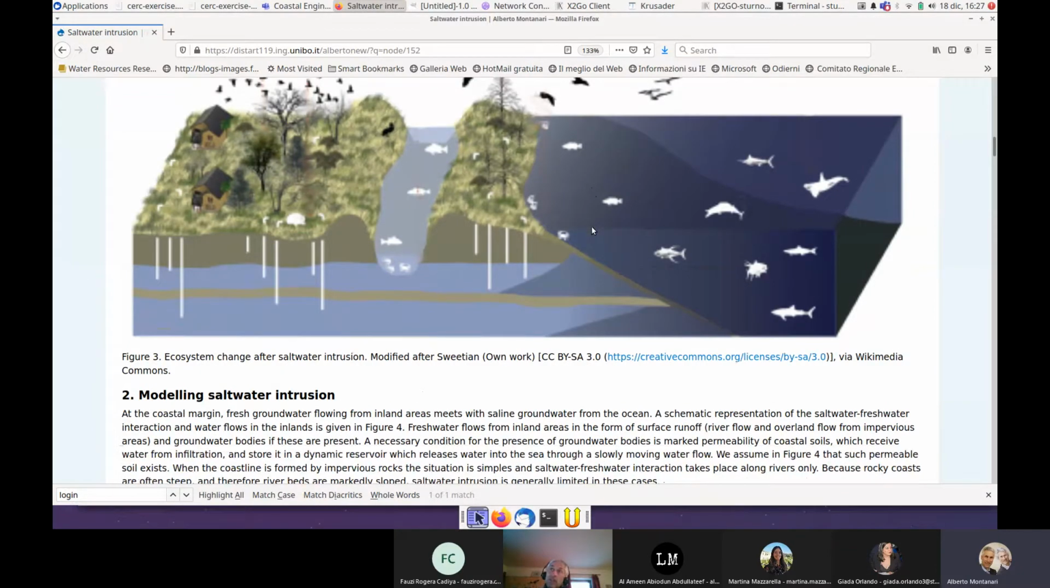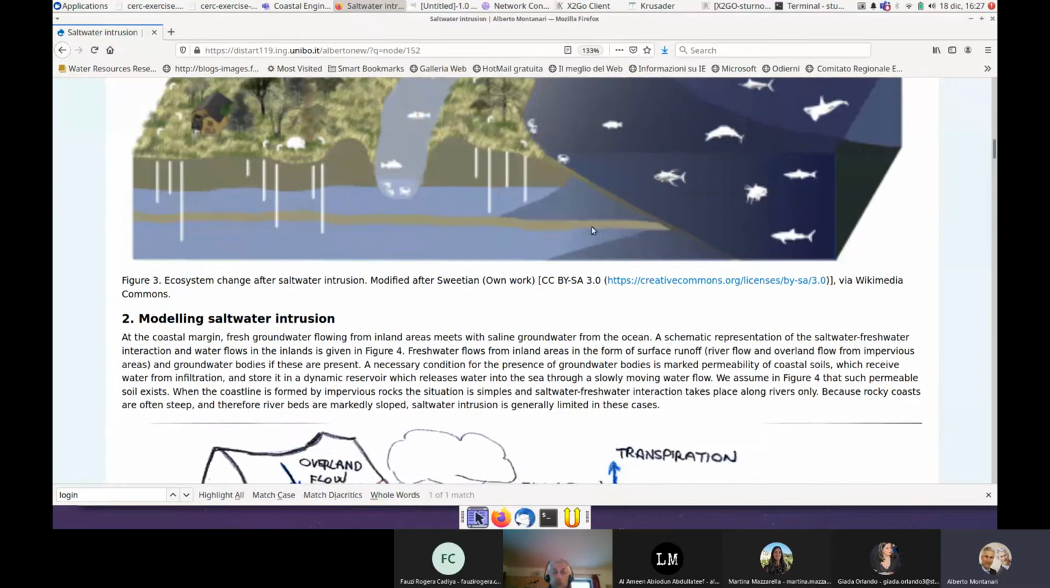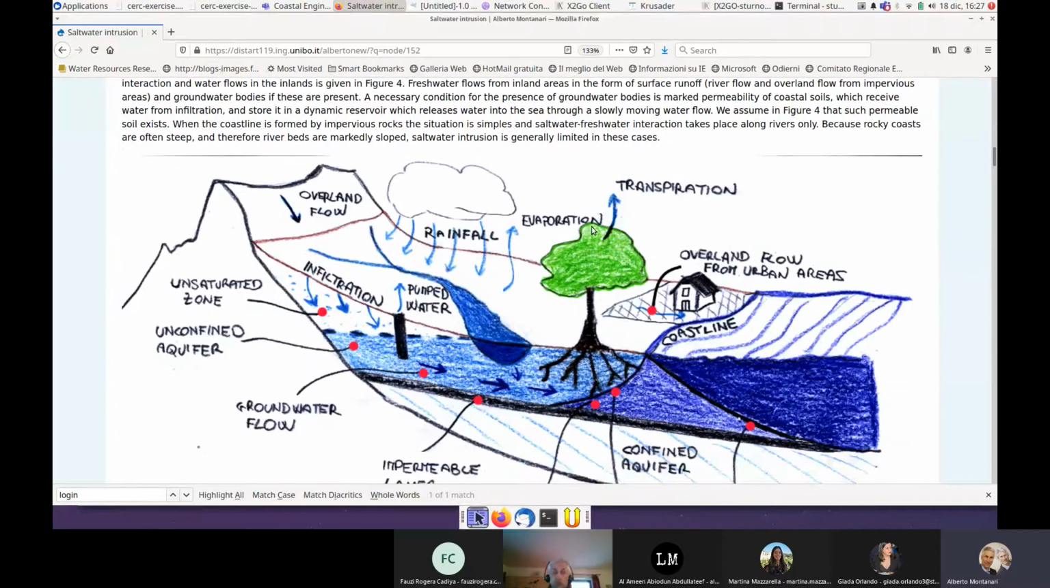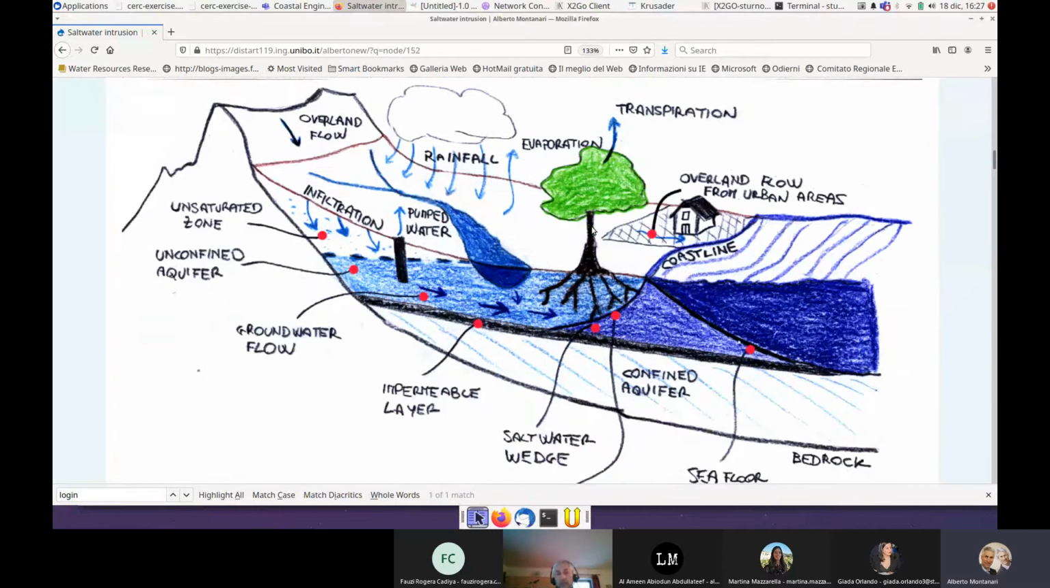We need to describe groundwater flow. And let me go down in this handmade figure. This handmade figure clarifies what we need to describe. We need to describe a flow that is taking place in the groundwater, first composed by fresh water that infiltrates, which can reach an impermeable layer.